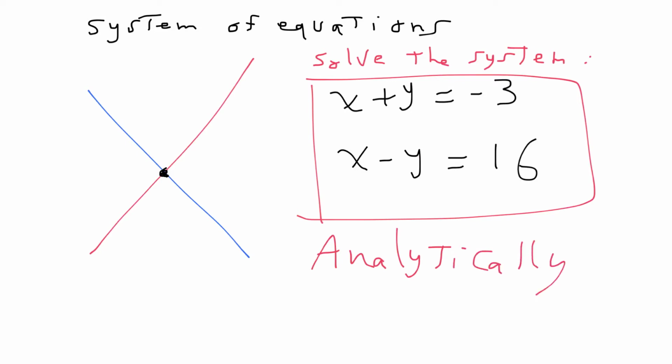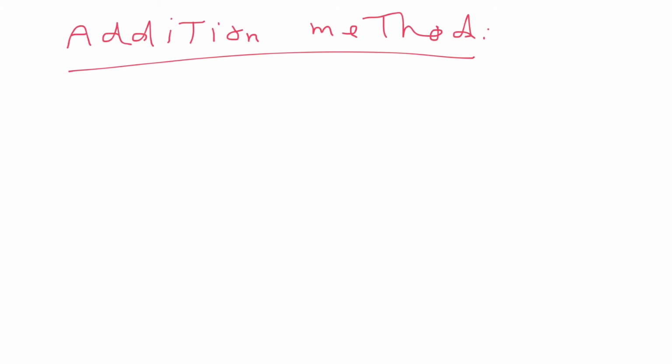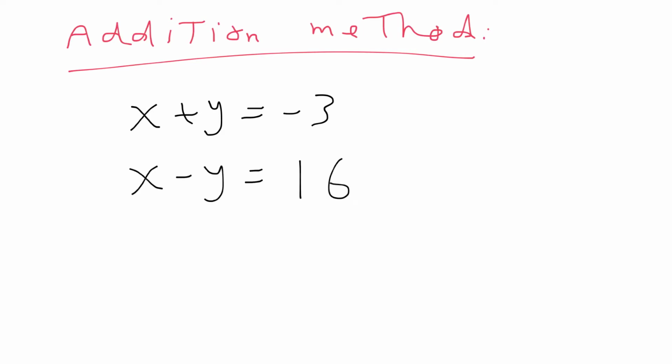So there's two ways to do that. One way is called the addition method, and one way is called the substitution method. So let's look at the addition method. Okay, simply you add the two equations. You have this equation here, x plus y equal to minus 3, and you have this equation here, which is x minus y equal to 16. All what you have to do is just add them.